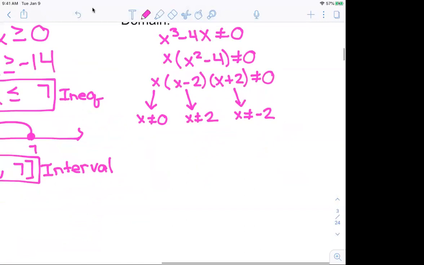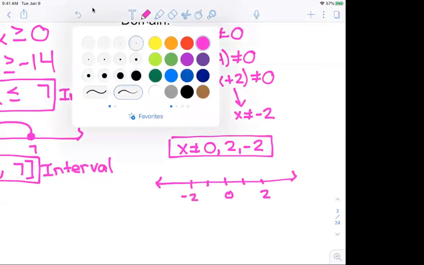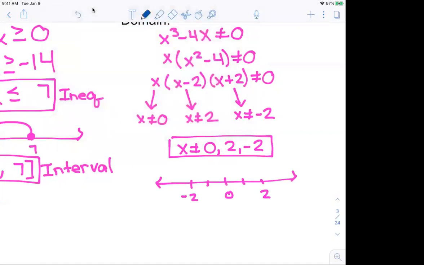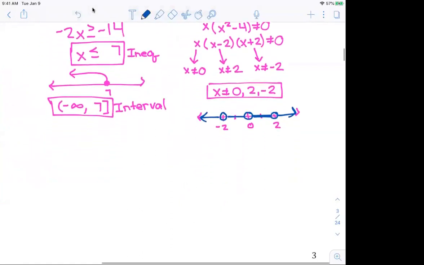So what does that look like? You could just list those: x is not equal to 0, 2, or negative 2. That means it's everything else. If we looked at what an inequality would look like, here's 0, here's 2, here's negative 2. The graph of this one would be open, open, open, and it's everything else in between. It just cannot be those numbers. So at those numbers, I put open dots.